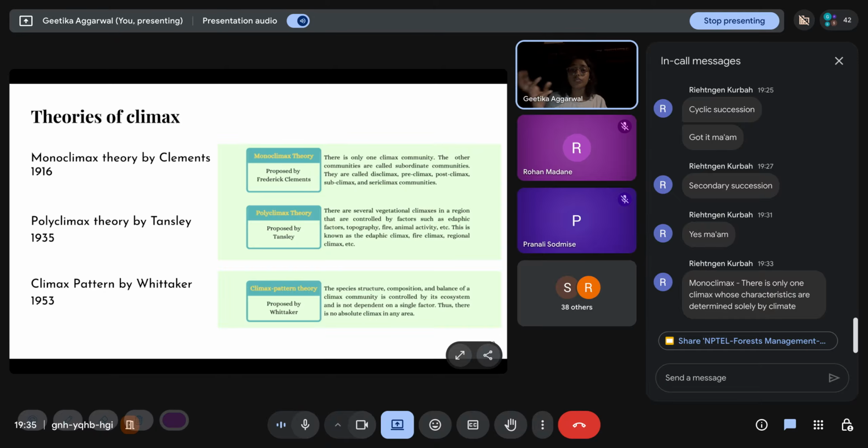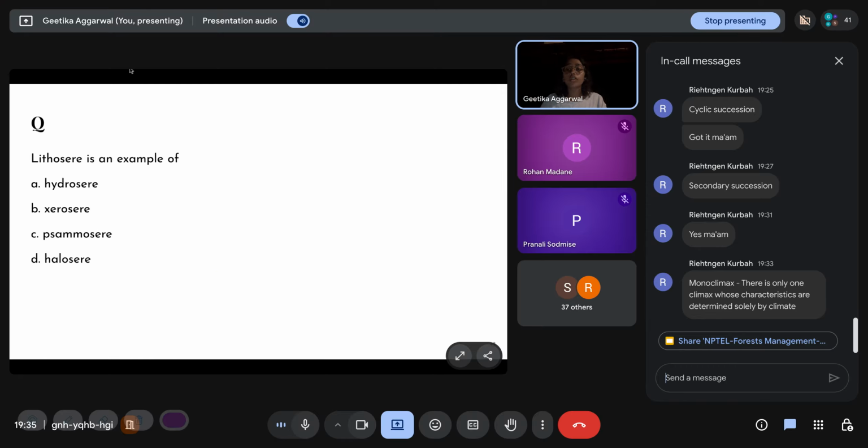So it is not dependent on a single factor. There is absolutely no single climax in any area. Different climax communities can be reached based on what kind of plant interactions are happening in the area and what plants invaded and established in that particular area. So this was all that was talked about during the lectures, and now I have a short quiz series for you guys. So let's discuss that.